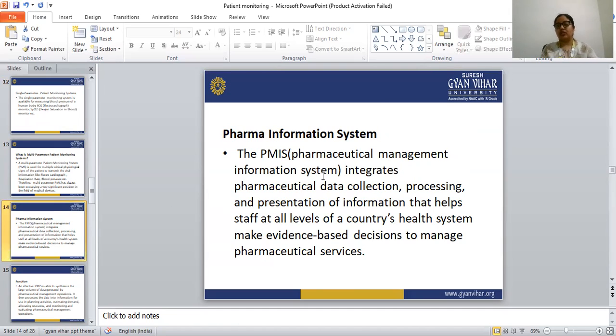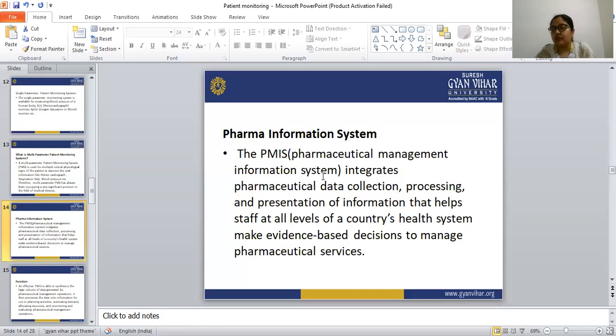Pharmaceutical management information system integrates pharmaceutical data collection, processing, and presentation of information, that helps staff at all levels of the country's health system make evidence-based decisions to manage pharmaceutical services. So what is PMIS? PMIS is the pharmaceutical management information system.